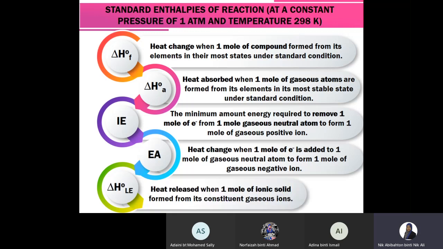And the last one, lattice energy. The definition is the heat released when 1 mole of ionic solid is formed from its constituent gaseous ions. Okay, from all of these definitions of enthalpy, we can use the first letter of each enthalpy as a guide to construct the Born-Haber cycle. What is it? For formation, the first letter is F; atomization, A; ionization energy, I; electron affinity, E; while lattice energy is L. Therefore, we can use this acronym to guide us in constructing the Born-Haber cycle.